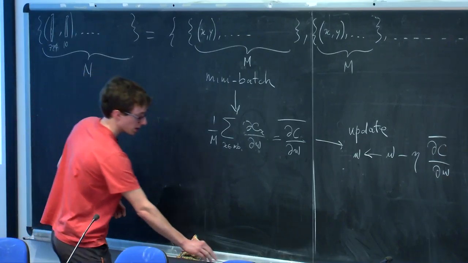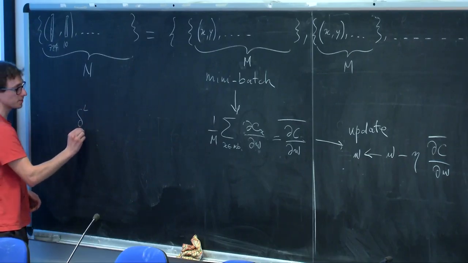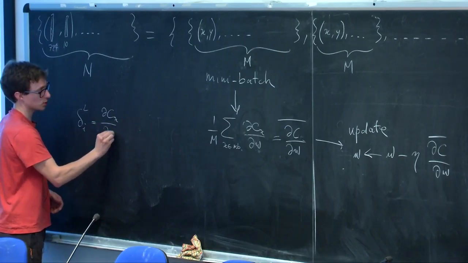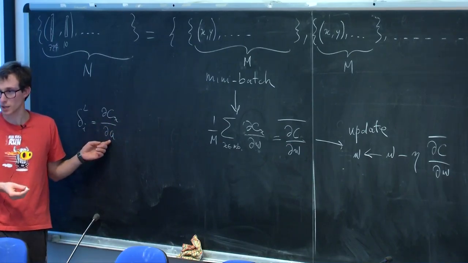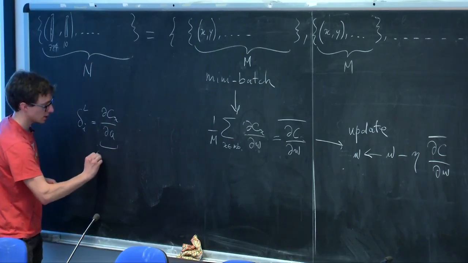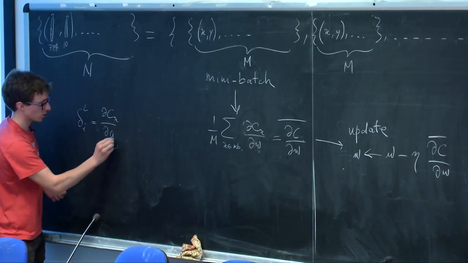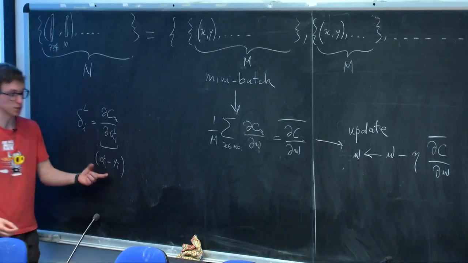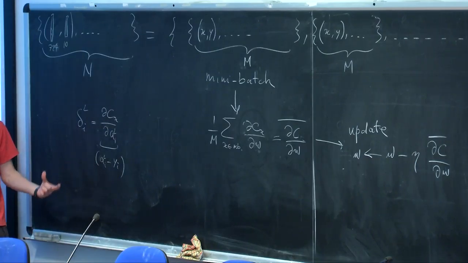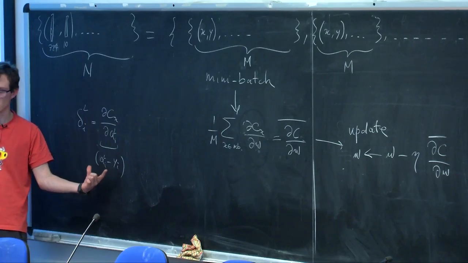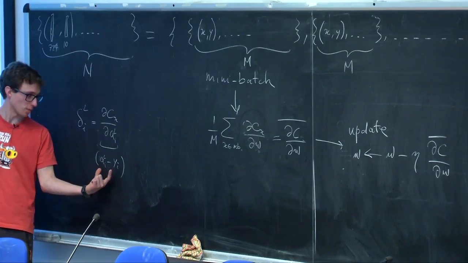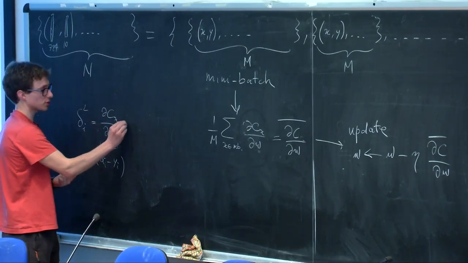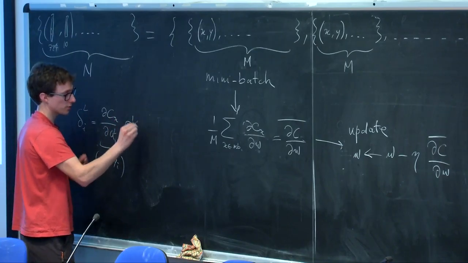Because in the end, if you remember, the delta at the last layer is basically the derivative of the cost with respect to A. In the quadratic case, this is just A_i^L minus y_i, the deviation from the desired output. But then you also have a term which is sigma prime of the input.